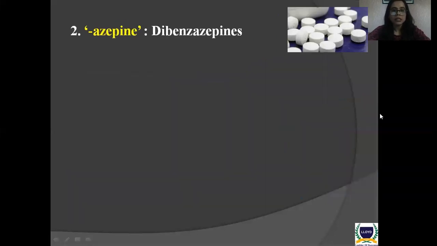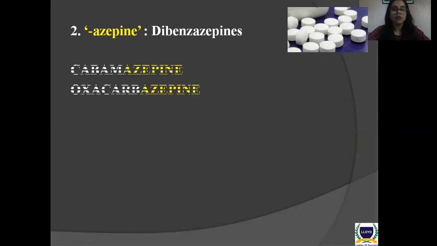My second suffix is azepine. Azepine indicates these are dibenzazepines. Dibenzazepines include the drugs carbamazepine and oxcarbazepine. These drugs have anti-epileptic action, and both of the drugs end with the same suffix, azepine, which indicates these are dibenzazepines.